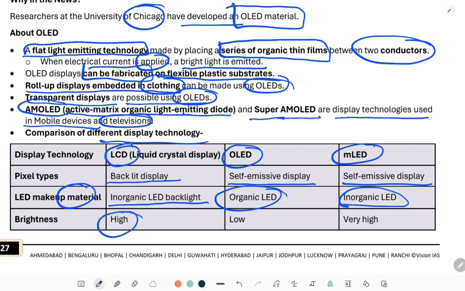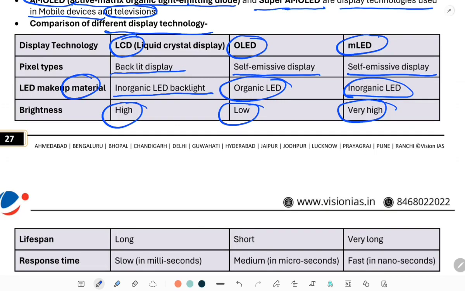Brightness is high in LCD and low in OLED, and very high again in MLED. Lifespan is long, short and very long. Response time is slow, medium and fast.